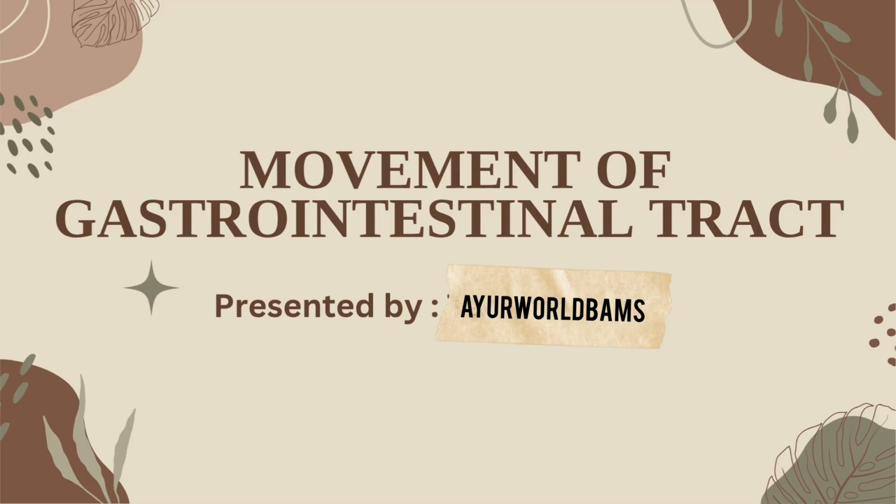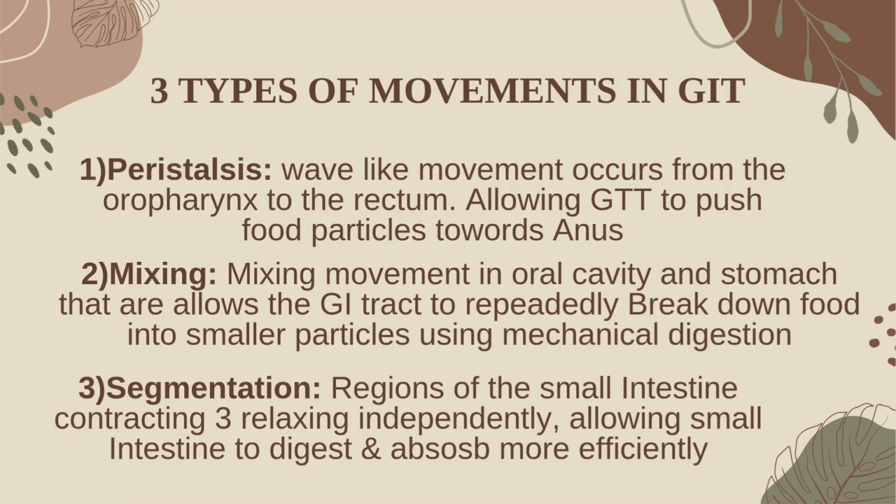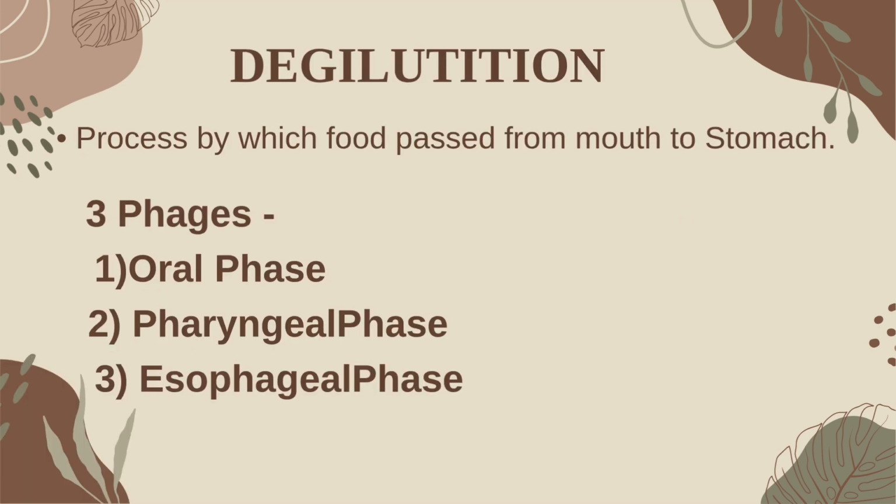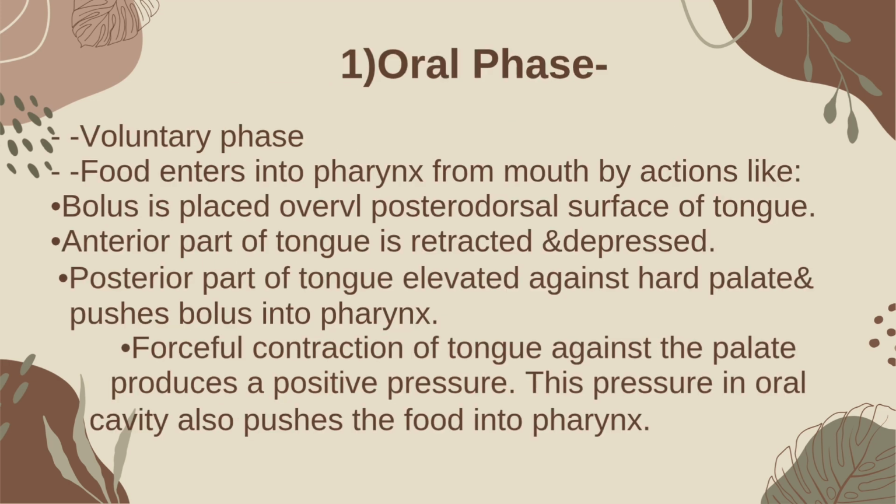Hello everyone. Today, I will explain the movement of the gastrointestinal tract, which is responsible for transporting, mixing, digesting, and absorbing food throughout the digestive system. The process begins in the mouth, where food is chewed and mixed with saliva to form a soft mass called a bolus. Next comes swallowing, also known as deglutition.